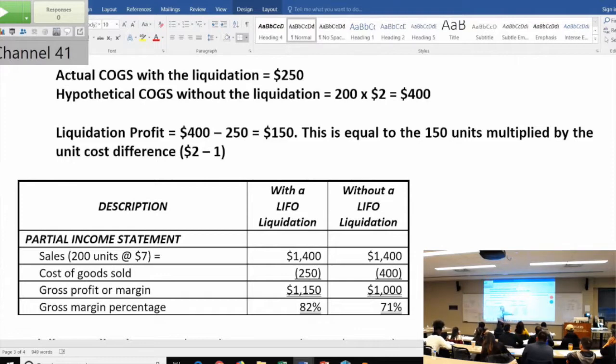Notice that this is what you would be looking at. If you look at the company with the liquidation, it's showing an 82% gross profit, but if they didn't liquidate, their gross profit percentage would have been 71%, which is lower. The liquidation profit is calculated as the difference between what we could have had if we purchased enough to cover the sales. All you need to do to calculate liquidation profit is the following.